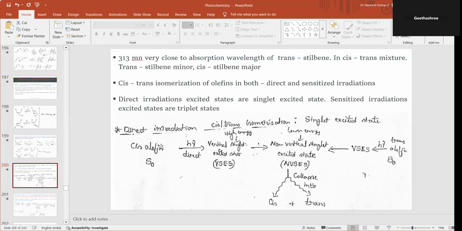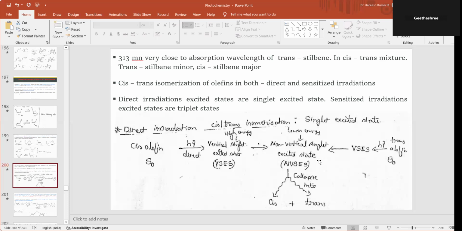So let's take a cis olefin here with direct irradiation. It will give you the vertical singlet excited state. This vertical singlet excited state is converted into a non-vertical singlet excited state. Similarly, if you take the trans olefin, on irradiation it will give you the vertical singlet excited state. The vertical singlet excited state will convert into the non-vertical singlet excited state.